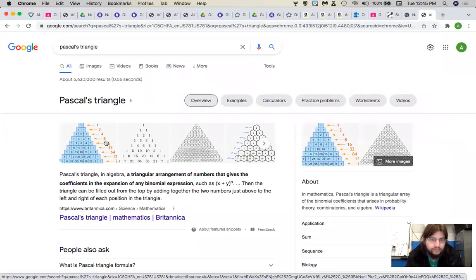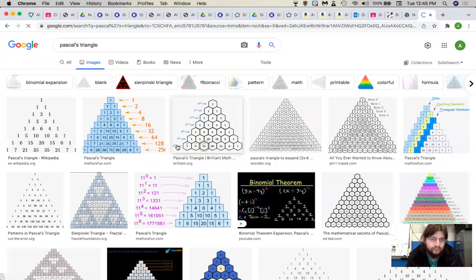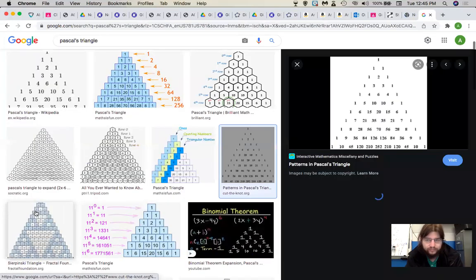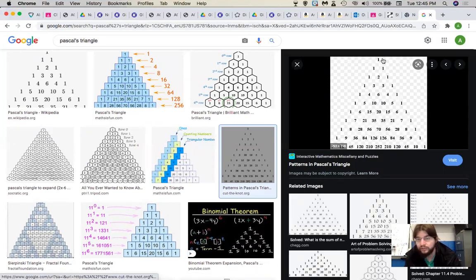I want row 7, I think. There we go. It starts with row 0, by the way. 0, 1, 2, 3, 4, 5, 6, 7. That's the row you're on, right there. So here's 7. You could use that.